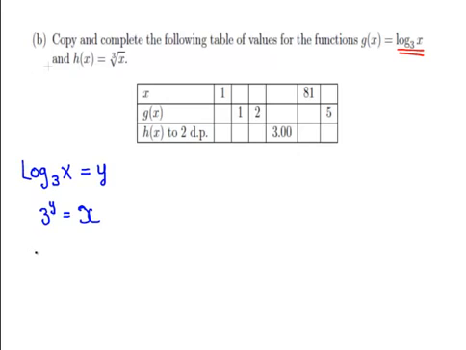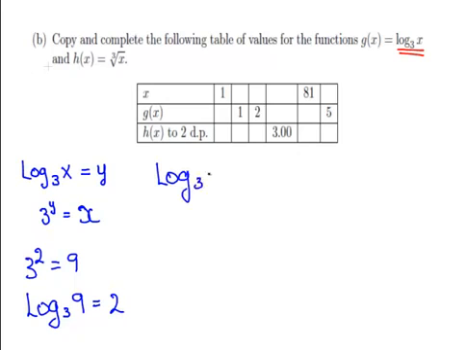Okay? So for example, 3 squared is equal to 9. Using the log way of expressing that, we'd say log of 9 to the base 3 equals 2. Log of 3 to the base 3 equals 1, and so on. I'll do one more here. Log of 81 to the base 3, that's equal to 4.